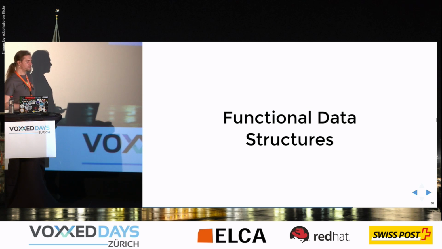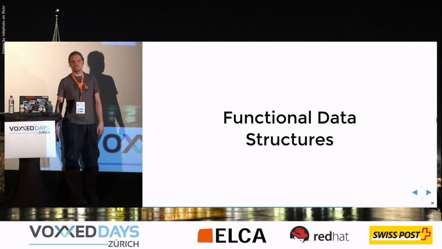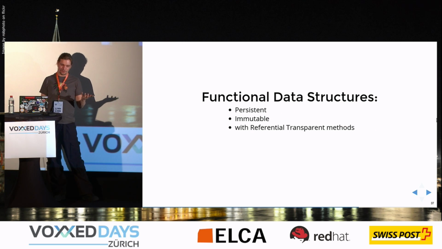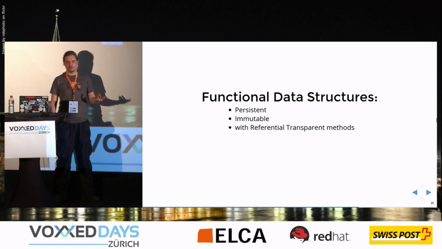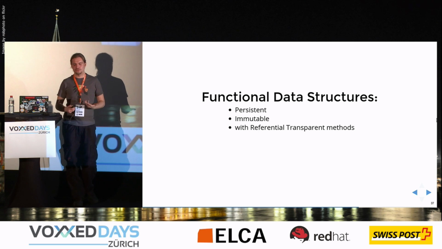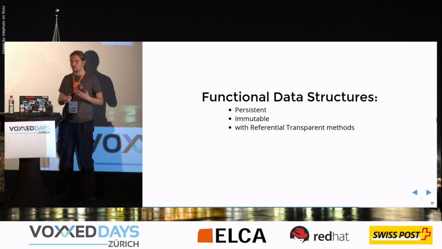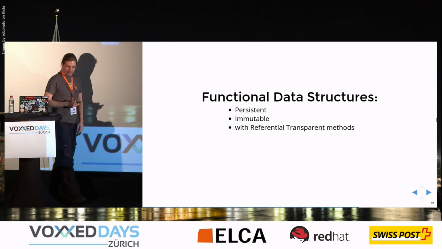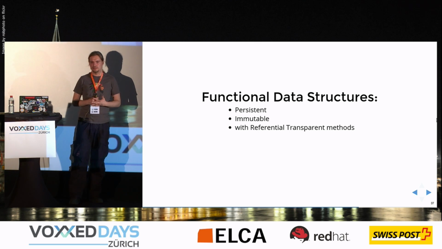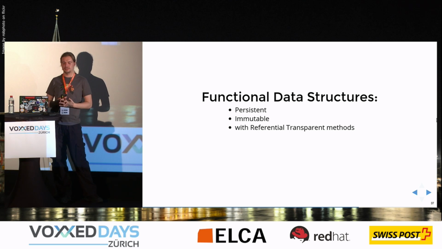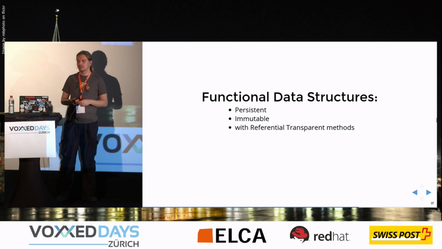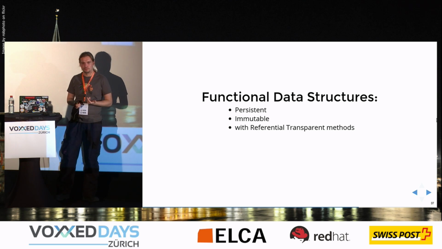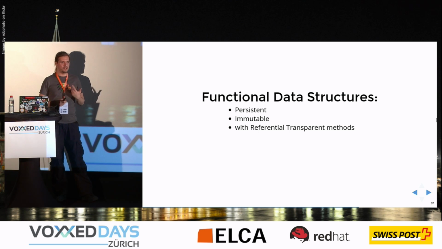Well, so we are coming to functional data structures. If you went to Oleg's talk, you know that they are persistent and immutable, and I also keep adding that they have referentially transparent methods, just to remind viewers. Of course, this is a super big topic, and you can just revise Oleg's talk. But the whole idea is that it's quite easy to create something immutable, but it's very hard to create something that's efficient.